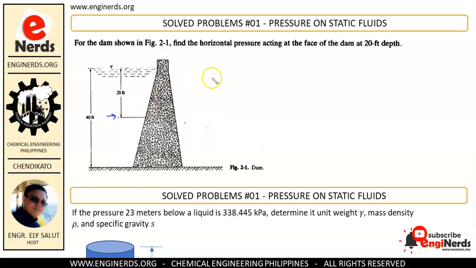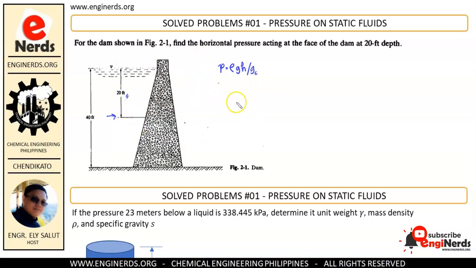Okay, so to solve this, recall natin yung ating formula. Pressure is equal to density, the acceleration due to gravity, and the height. But since ang unit na gagamitin natin dito is English unit, so gagamit tayo ng gravitational conversion factor na GC. Okay, and we discussed this already sa ating previous topic. No? Okay, so ano ba yung mga values na alam natin dito? Ang ating H is equal to 20 feet. No? So this is already given.